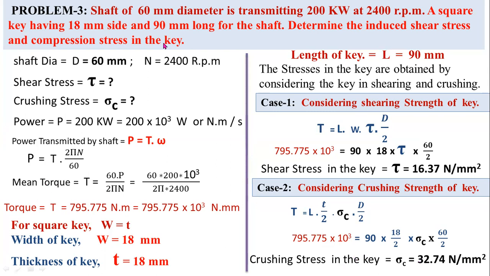So here the width of the key equal to 18 mm, thickness of the key equal to 18 mm, and length of the key equal to 90 mm. You have to use these three values to determine the stresses induced in the key material. Tau is the shear stress induced in the key material, and sigma c is the compressive stress induced in the key material. So this is a square key. Here the width and thickness both are equal.